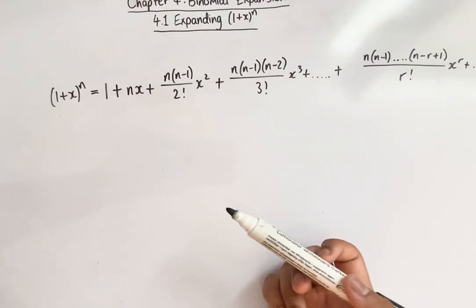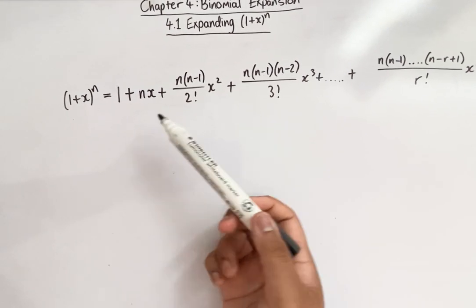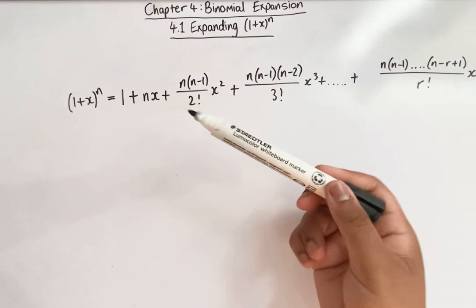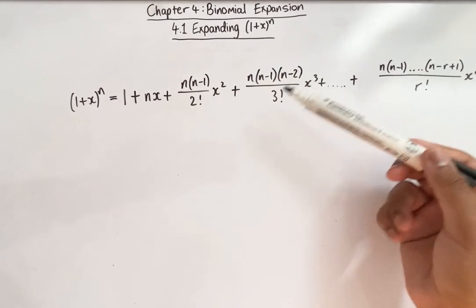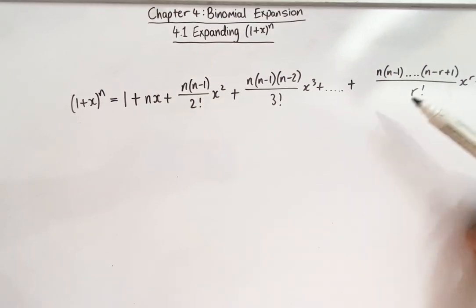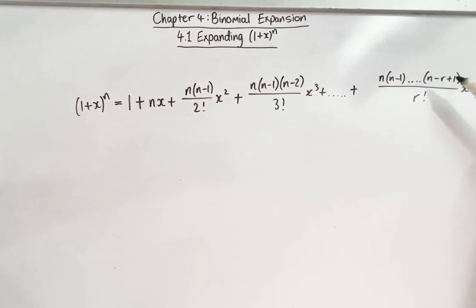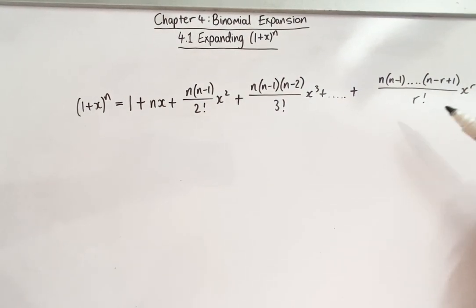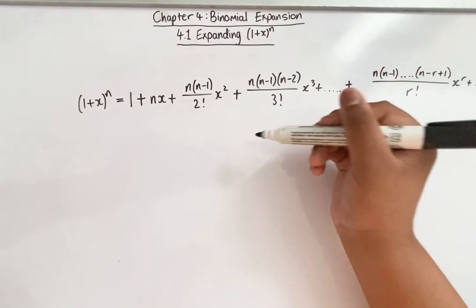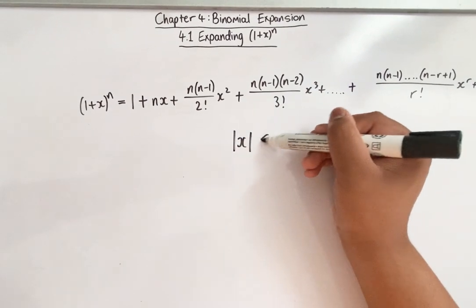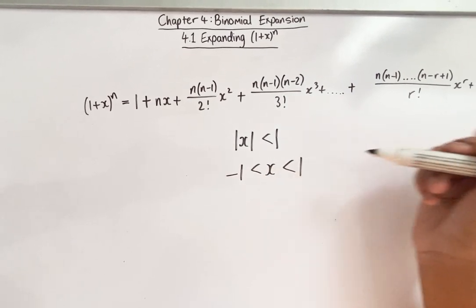When n is not a natural number, the expansion of 1 plus x to the n will be 1 plus nx plus n times n minus 1 over 2 factorial times x squared plus n times n minus 1 times n minus 2 over 3 factorial x cubed, and so on and so forth. So it will be n times n minus 1 all the way until you get n minus r plus 1 over r factorial times x to the r, and so on. This expansion is only valid when the modulus of x is less than 1. So minus 1 is less than x, which is less than 1.